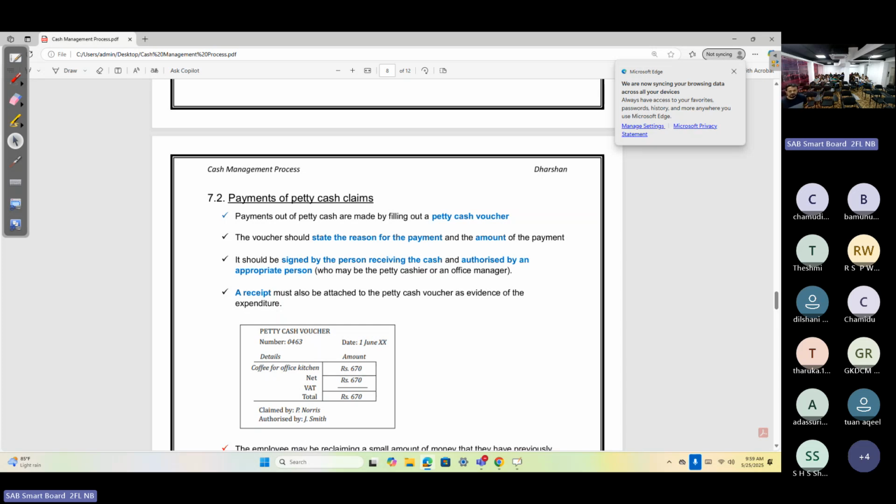Payments of petty cash claims. Payments out of petty cash are made by filling out a petty cash voucher. Clear? The voucher should state the reason for the payment and the amount of the payment.